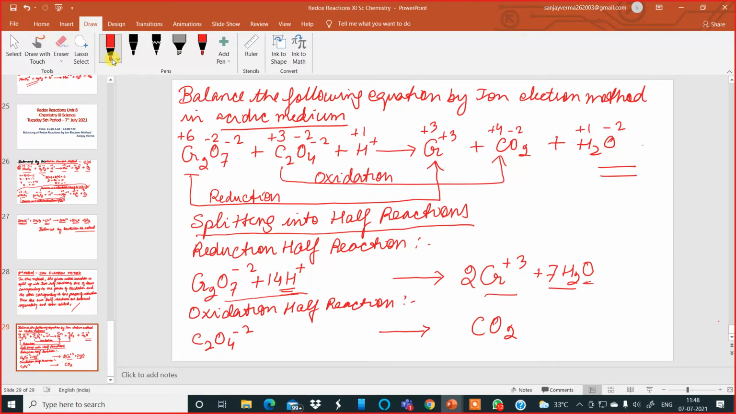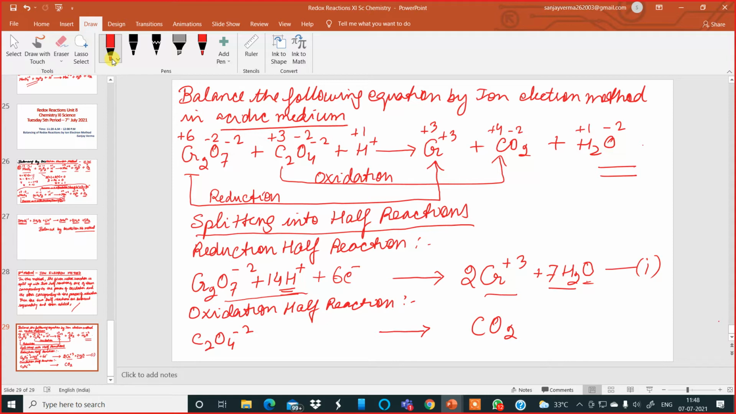So on the left hand side, I'll put 6 electrons, 6 negative charges. Now 6 negative charges and 12 positive charges will neutralize, and it will finally become 6 positive charges on this side, and here also 2 times 3, 6 positive charges. So the reduction half reaction is balanced. That is number 1.